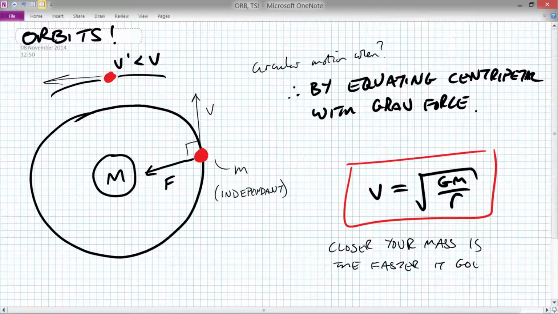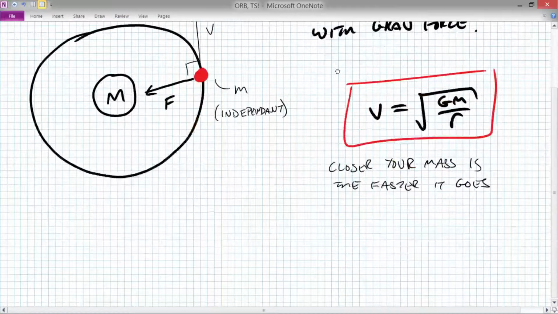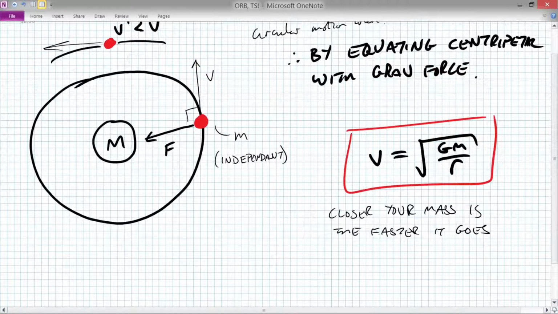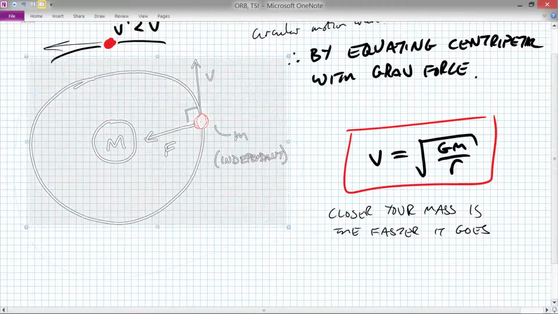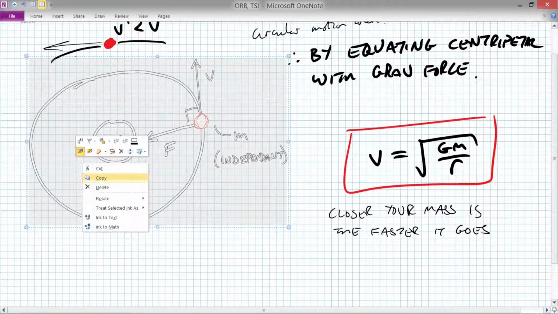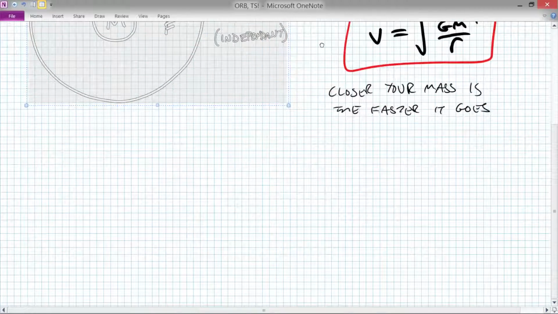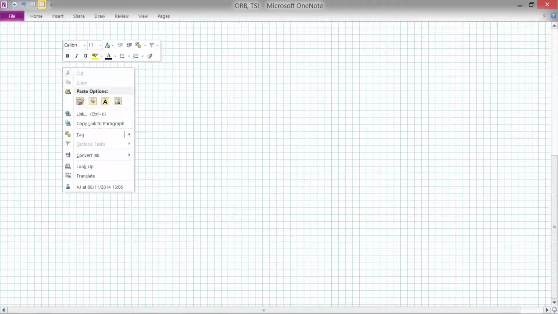Which may be counterintuitive, but the way you want to think about this is the closer you are, the bigger the centripetal force. The bigger the centripetal force, the quicker your circular motion is going to be. Okay, so I'll just copy this down and we'll consider something else. So that's really nice. We now know at any point what our orbital velocity is going to be.